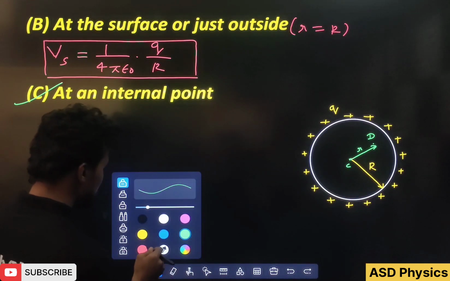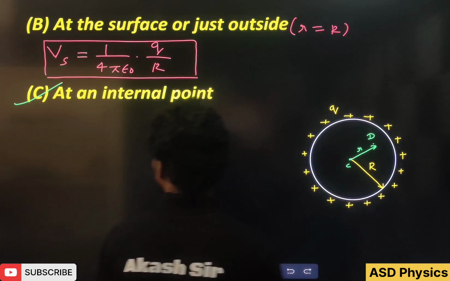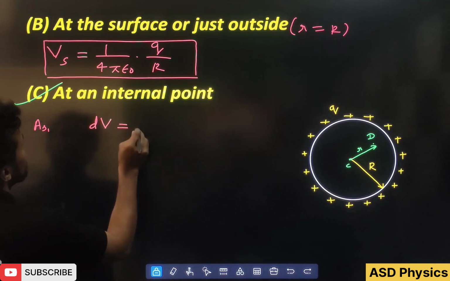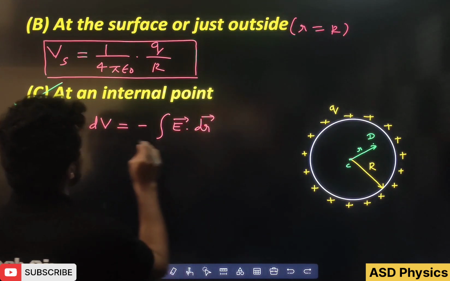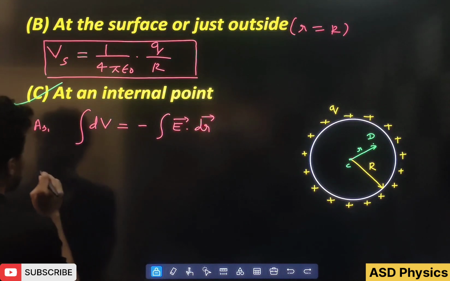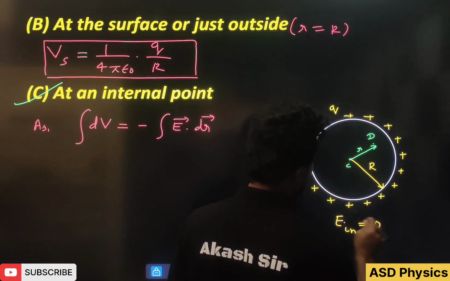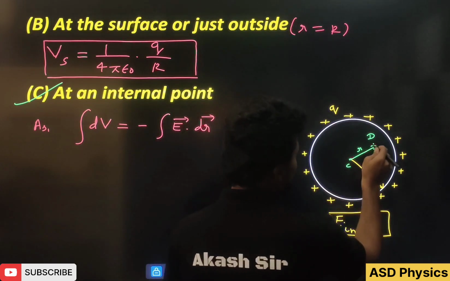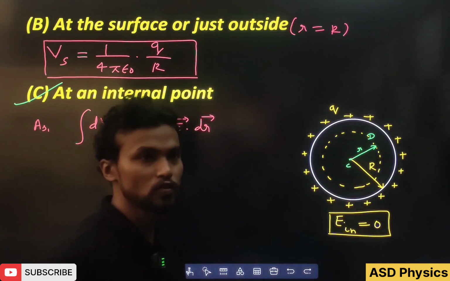So what happens in this situation, we have to use the relation between electric field and potential. You know the formula, dV equals minus E dot dr. Students, you know very well, electric field inside this is how much here? Electric field inside will be 0. Even we can use Gauss law also. Let's take for example, here I have taken one imaginary sphere.